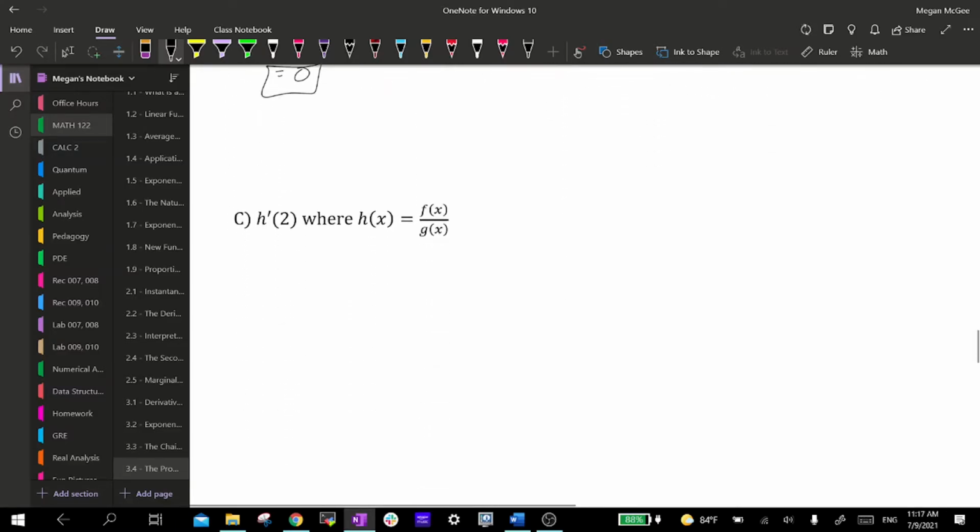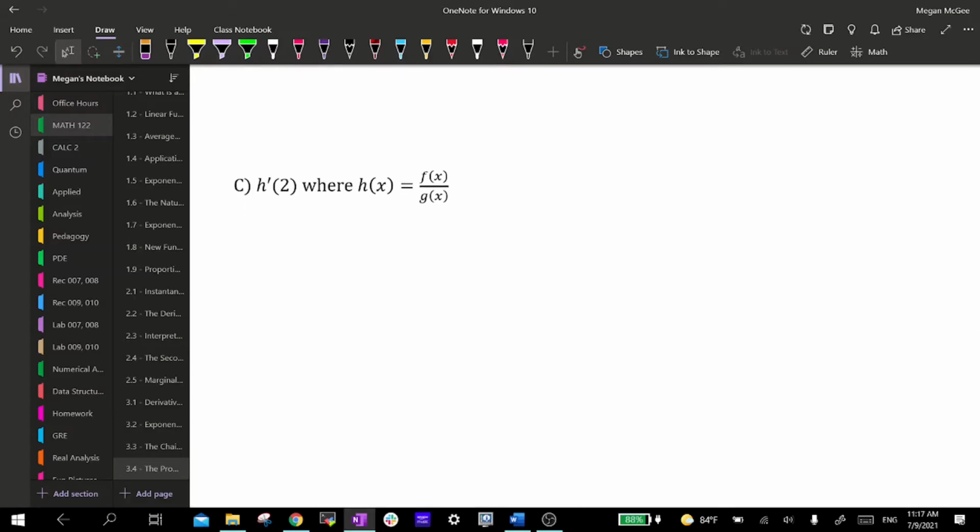And we have one more example for this problem. So h prime of 2, where h of x is the quotient of f of x divided by g of x. Alright, so here we're going to need to use the quotient rule. So we have h prime of 2. So we need our derivative of the top function, f prime, evaluated at 2, times the bottom function, evaluated at 2, minus the derivative of the bottom function, evaluated at 2, times the top function at 2, all over the bottom function at 2 squared.